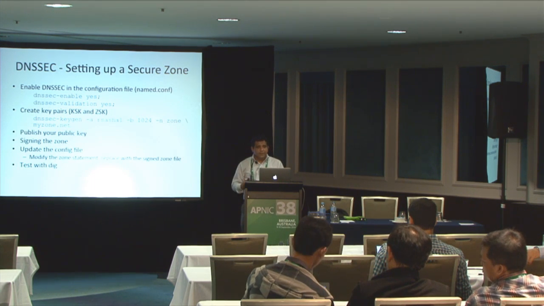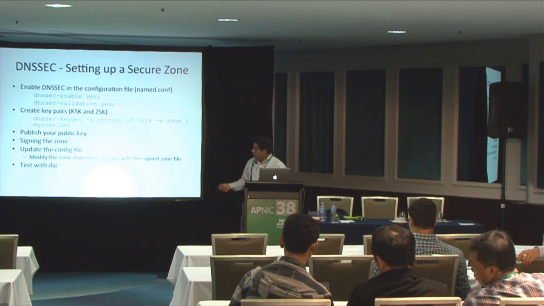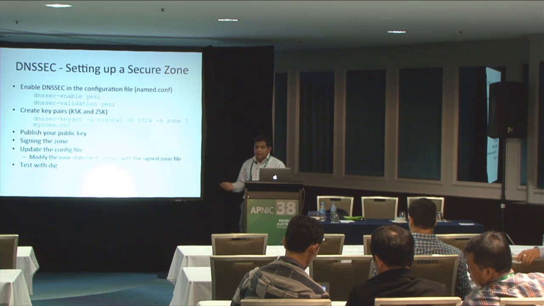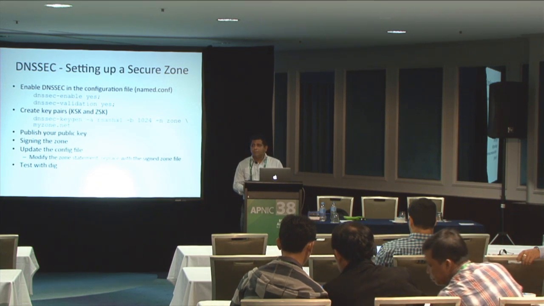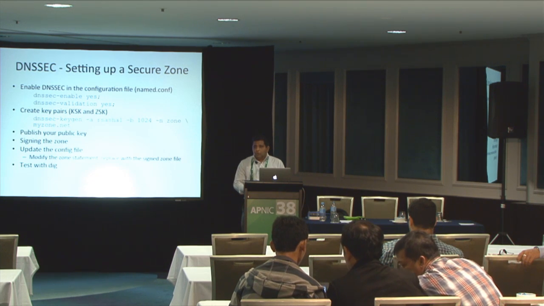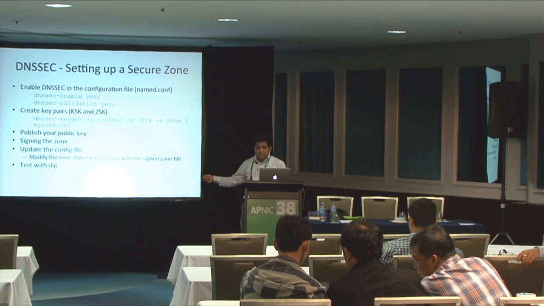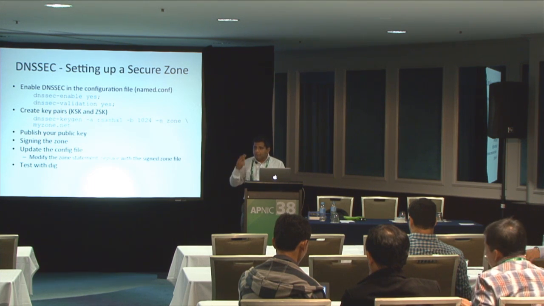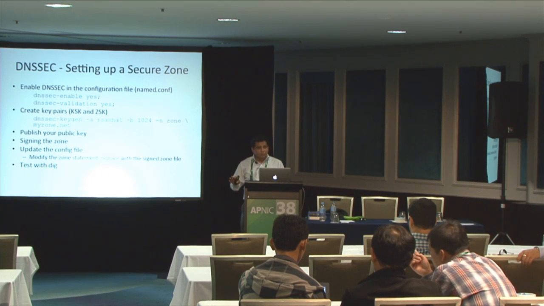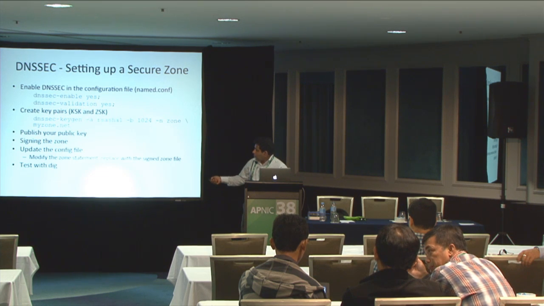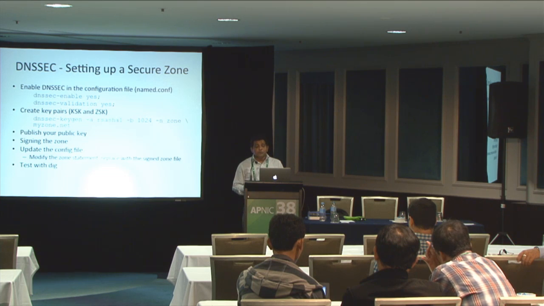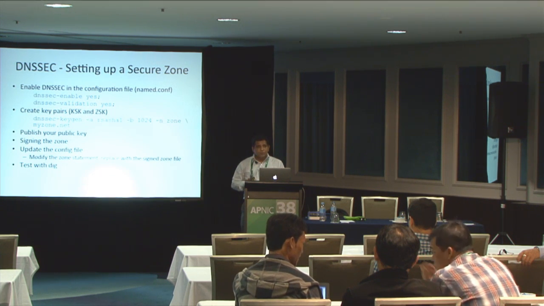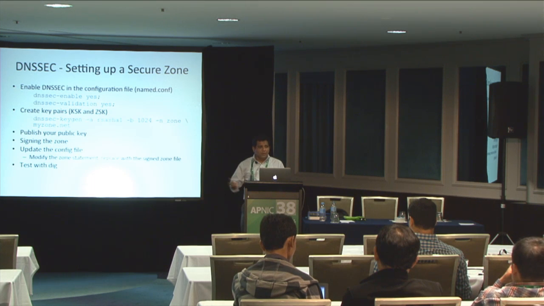I generated my keys. And then the next step is we have to publish our public key. During this key generation process, you will get 2 keys. One is your public key, and the other one is your private key. The private key you always keep safe. You publish your public key. And then after that, you would sign the zone. How do you sign the zone? Using your private key, you would sign the zone.